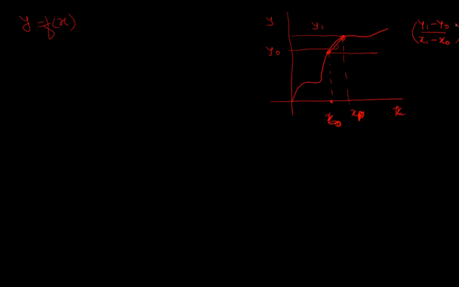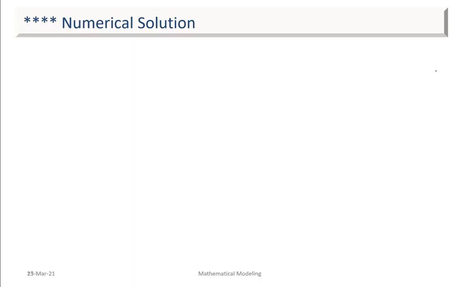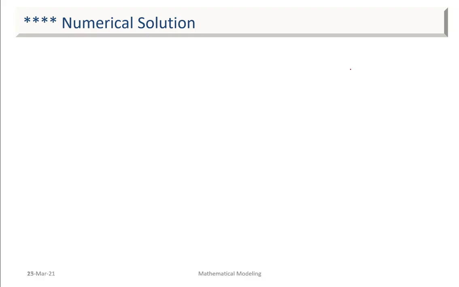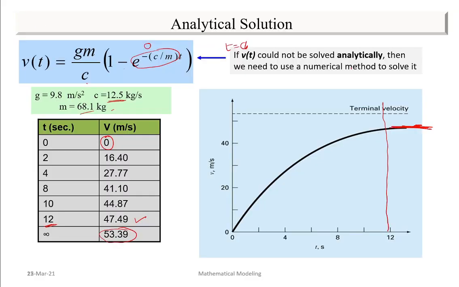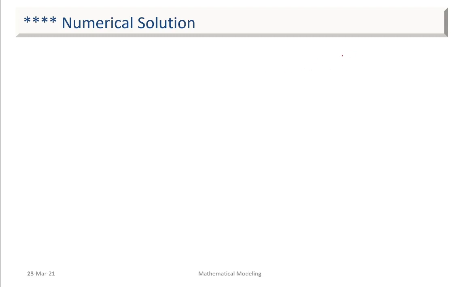Okay. Once I know this slope, slope is representing the rate of change. Rate of change of this particular variable. And that is what this rate of change is: y1 minus y0 upon x1 minus x0. This is nothing but the rate of change.